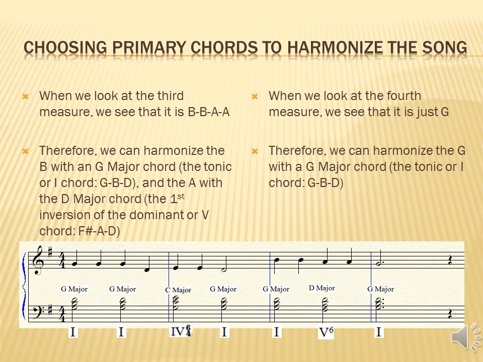When we look at the fourth measure, we see that it is just G. Therefore, we can harmonize the G with the G major chord, the tonic or one chord, G, B, D. And it sounds like this.